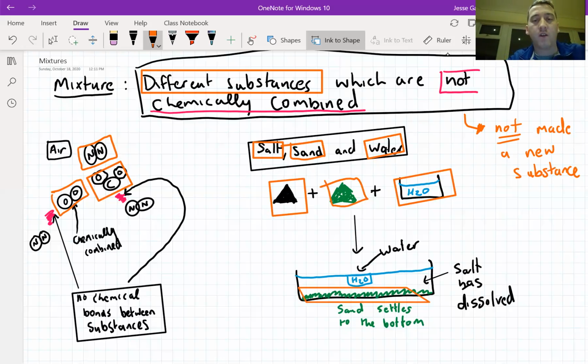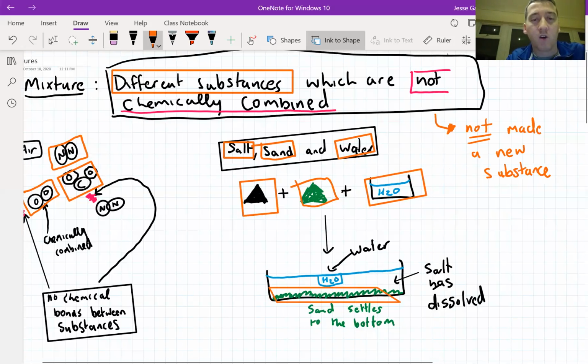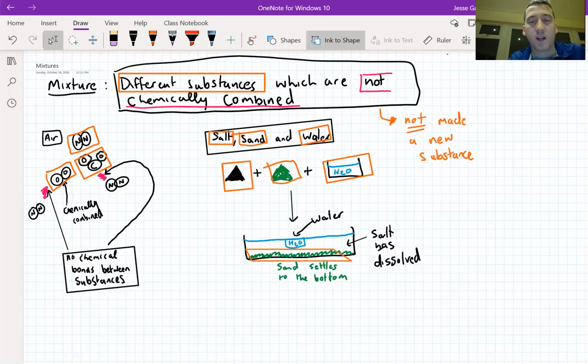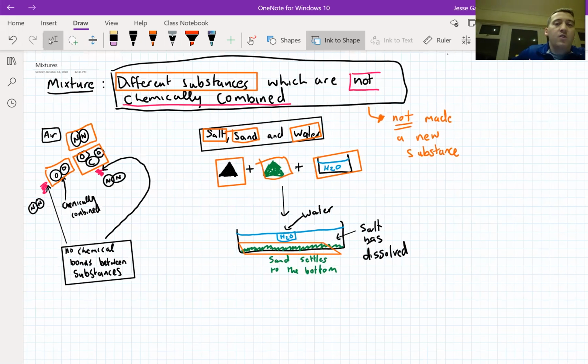You have not made a substance here that would be called sandy salt water or something like that. You would call it salt and sand and water. These are a mixture. They are not a new substance. So mixtures are different substances which are not chemically combined. The not chemically combined part is the key here. That's how you understand that it's a mixture.